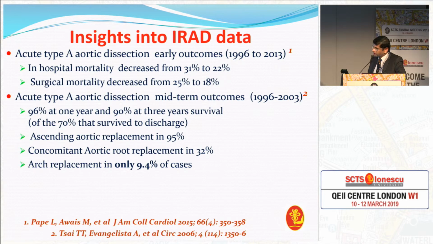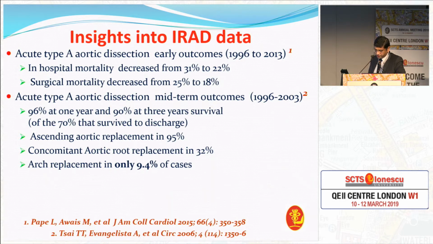So what did they have done? 95% had ascending aortic replacement. Concomitant aortic root replacement was carried out in 32%. And arch replacement was performed only in 9.4% of those patients.